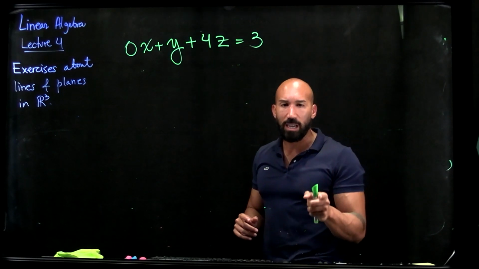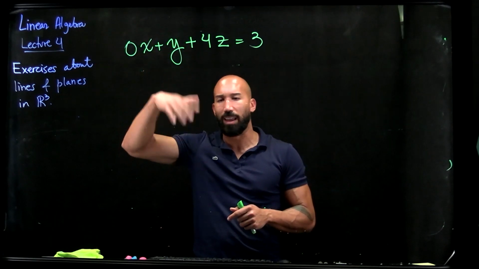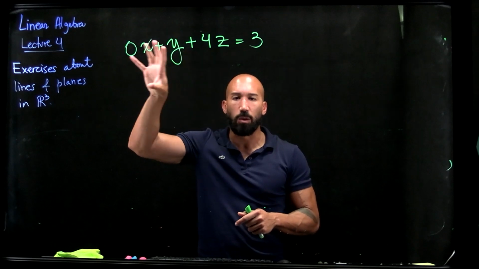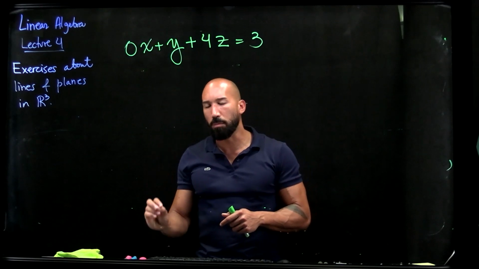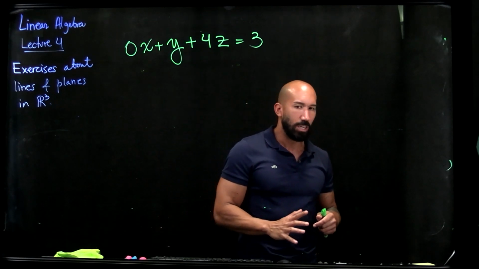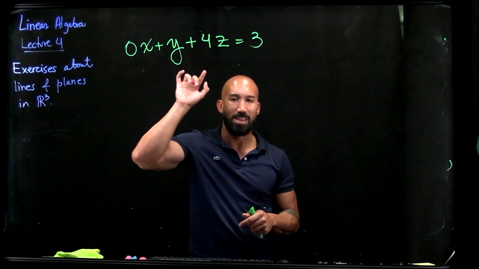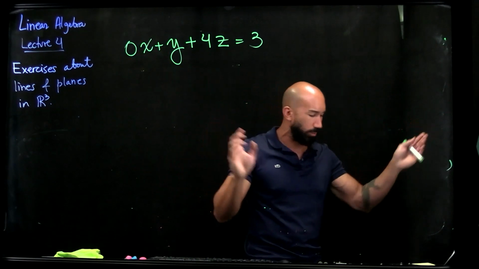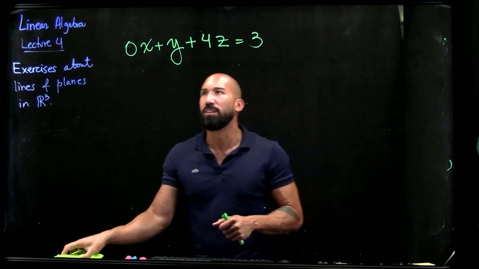It's a common mistake, when you have an equation of, let's say, a plane or a line, and a variable is not appearing in that system, to assume that the value of that variable is 0. No, the coefficient for that variable is 0, but the value of that variable is completely free, is whatever. Okay?